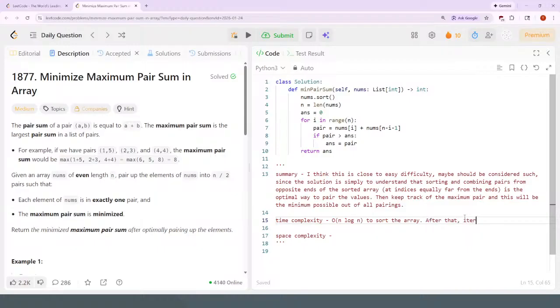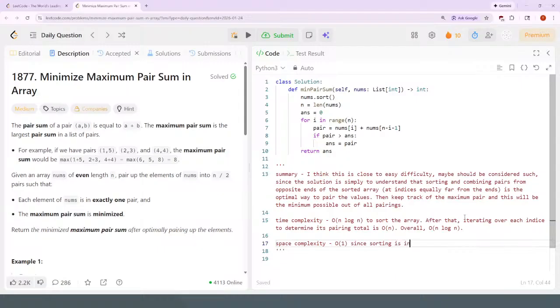After that, iterating over each index to determine its pairing is O of n. Overall, O of n log n. Space complexity is O of 1, since sorting is in place and no extra space is needed. Cool.